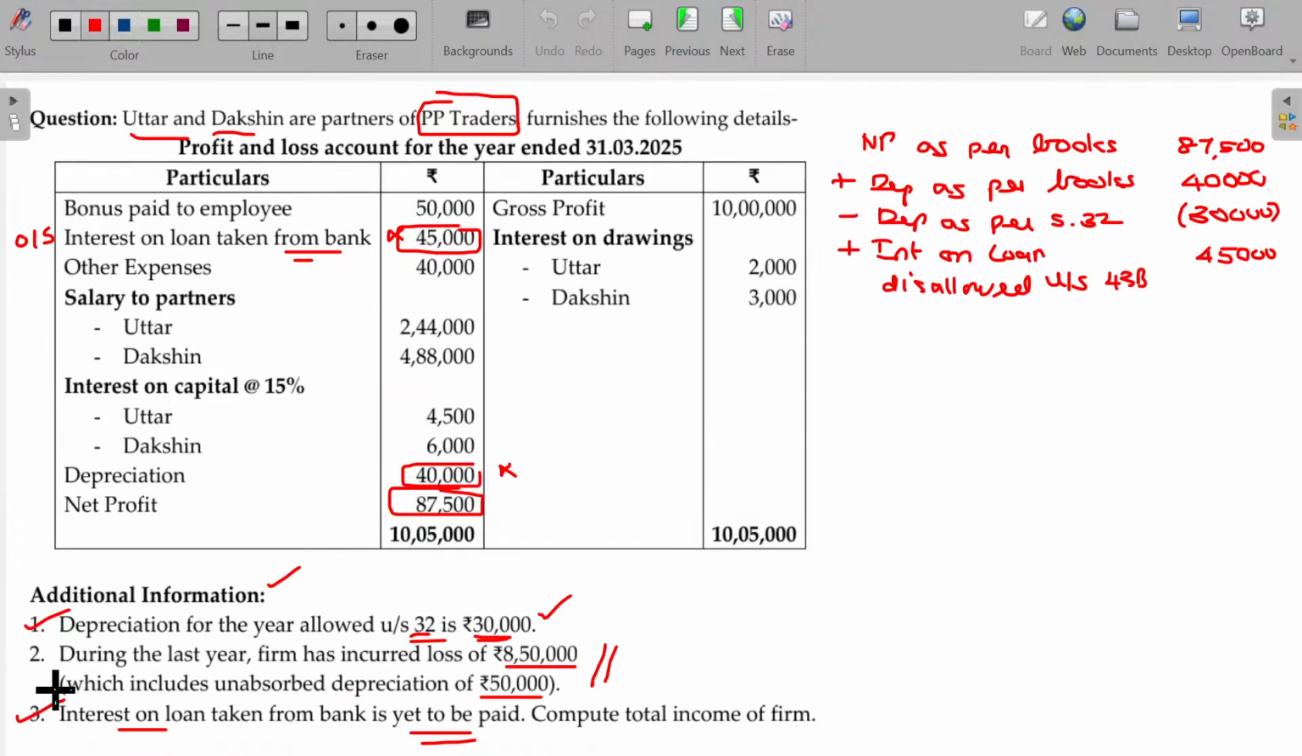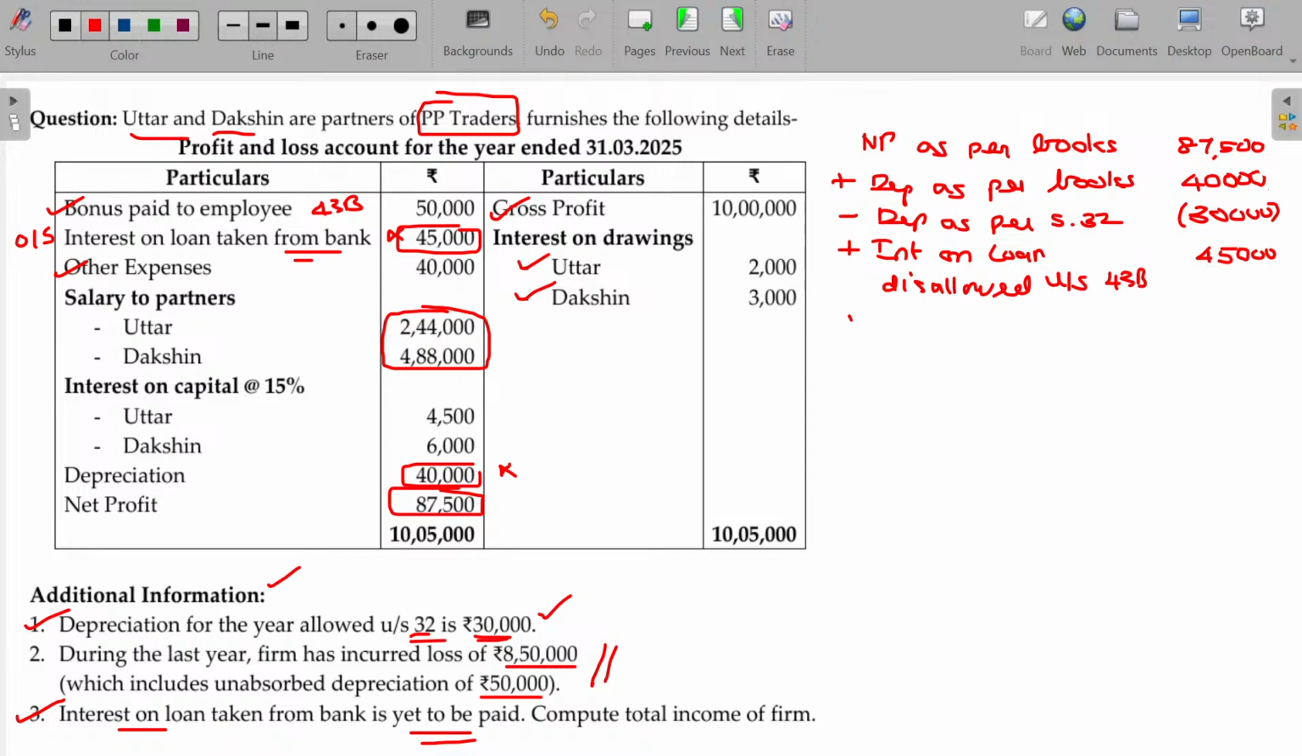Okay, second point to be adjusted. In the profit and loss, gross profit. Interest on drawings, if it is given, no need to adjust this. In the debit side, bonus paid to employees. Bonus can be deductible on payment basis. Nothing stated, we assume this bonus was already paid, so section 43B is satisfied. Other expenses, nothing stated. Salary to partners, first of all, you have to remove, because we have to calculate the salary to the partners as per section 40 clause B proviso.